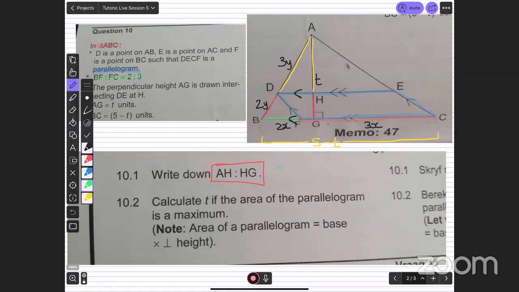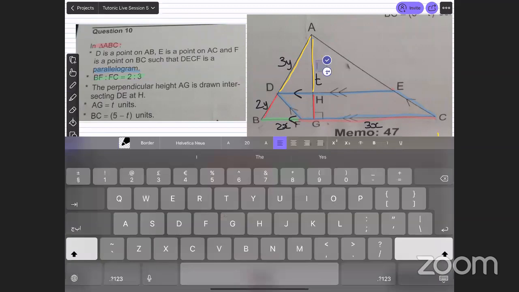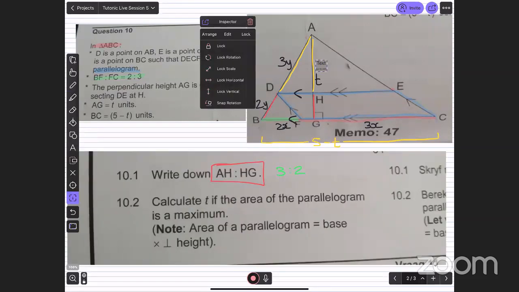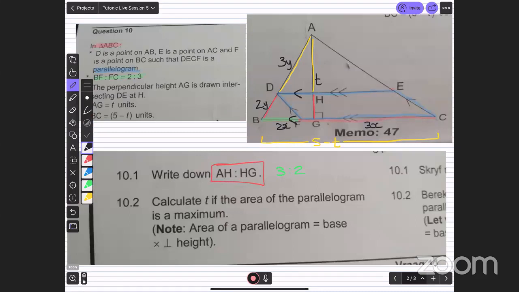The question is asking the ratio of that. Or, just to make it easier, can't we say 3z and 2z? Yeah. 3z and 2z. Okay.